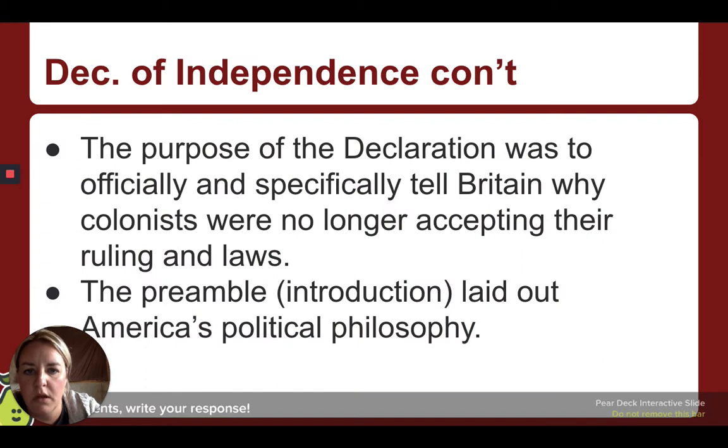All right. So the purpose of the Declaration was to officially and specifically tell Great Britain why colonists were no longer accepting their ruling and their laws. It was very specific: this is what we believe, this is how we think you are not doing those things, and therefore we are going to break away and form our own country. And if you want us to stop, you're going to have to do it by force, hence the Revolutionary War. So in the preamble, that introduction piece, they lay out our political philosophy in America. It's really all those things we talked about last week with what the founding fathers wanted for America, wrapped up in this preamble.